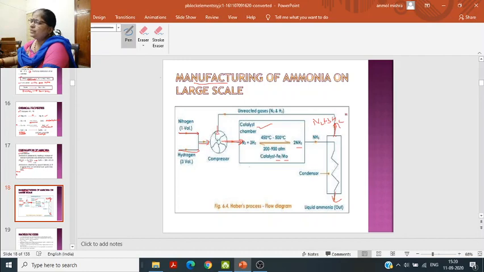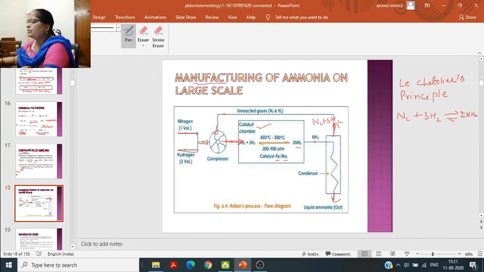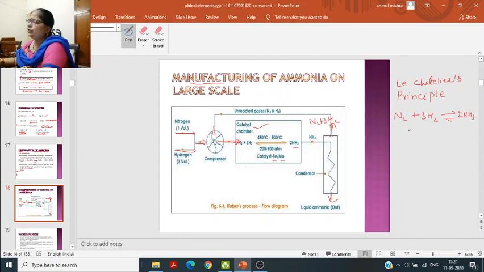So there is a principle, that is Le Chatelier's principle. Sometimes a question is asked: explain on the basis of Le Chatelier's principle what are the conditions required for the preparation of ammonia. Again this is revision only, you have already done it. N2 plus 3H2 gives you 2NH3. If you do not remember the temperature, no problem, but you can write the conditions as high or low.